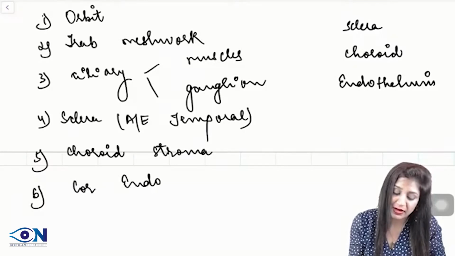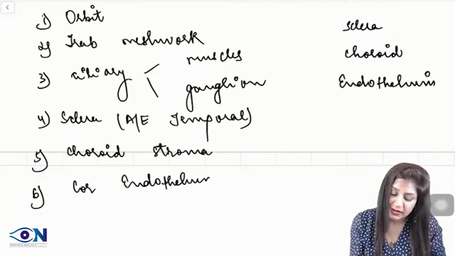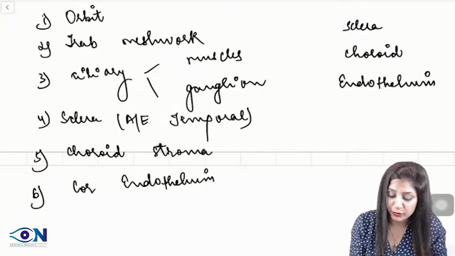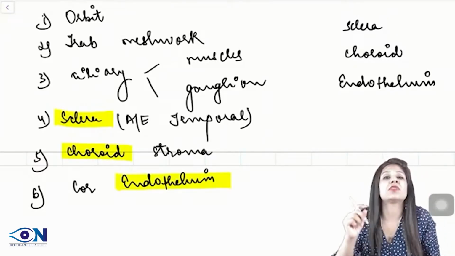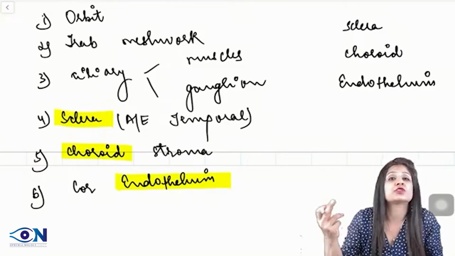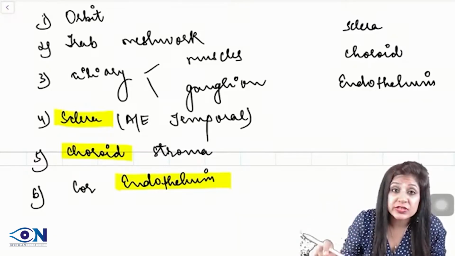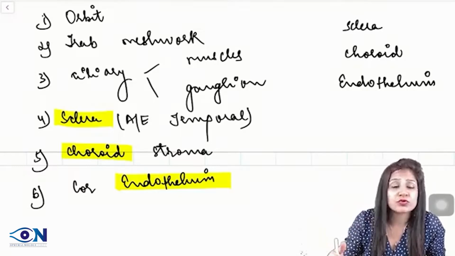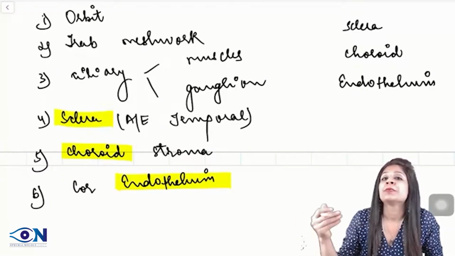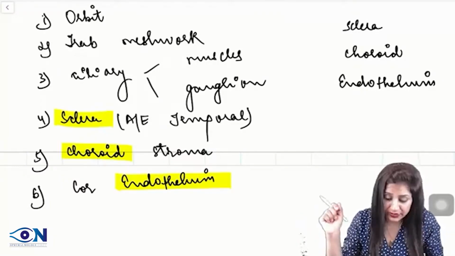If you remember, we have discussed this so many times that these three things are also coming from mesoderm, the sclera, choroid, as well as endothelium, and that is why whenever the question is coming related to the neural crest, you will have to see whether they are saying just the sclera or the temporal sclera, choroid stroma, choroid capillaries, endothelium, or the corneal endothelium.